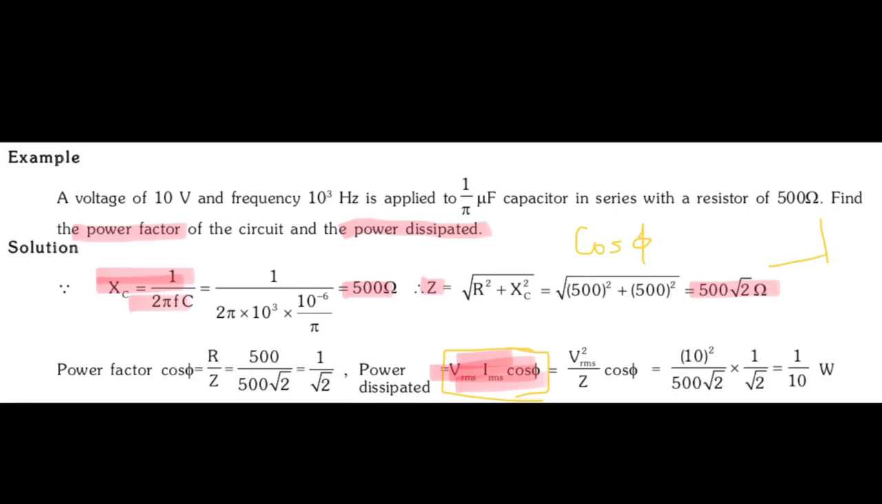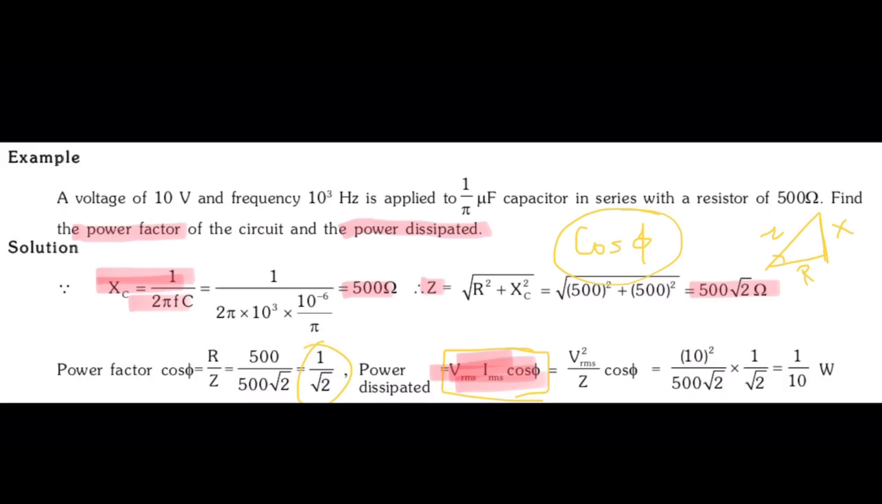So you should know the power triangle. The hypotenuse is impedance, the altitude is reactance X, and the base is resistance, and this angle formed is phi. So cos phi equals R by Z. If you take sin phi, you will get X by Z. But as I said, we have to focus on cos phi alone for the time being, and thus cos phi equals R by Z, you get 1 by root 2, which is the power factor. So what is the power dissipated?